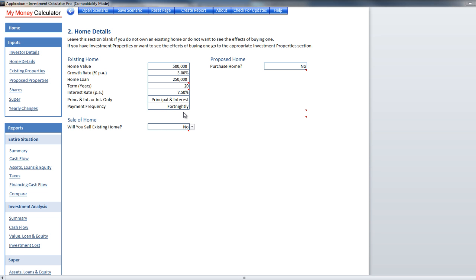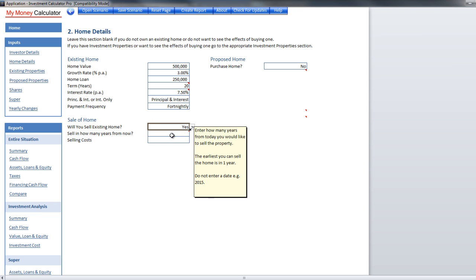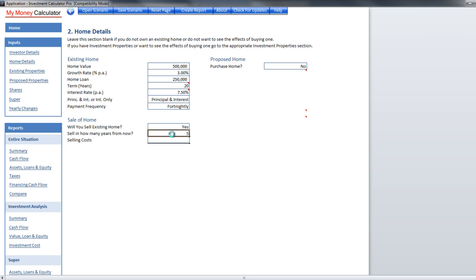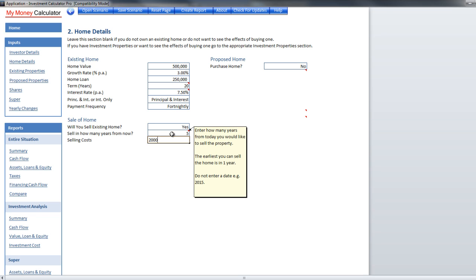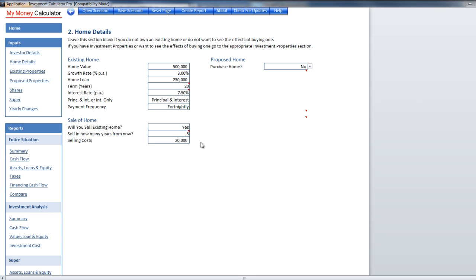Some of the other things we can enter here is selling this existing home and buying a new or proposed home. So we can choose here, will you sell your existing home? And we can change this to yes. And then we can enter in how many years from now we want to sell it. So let's say we sell this property in 5 years and the selling costs involved in that. So let's say $20,000.